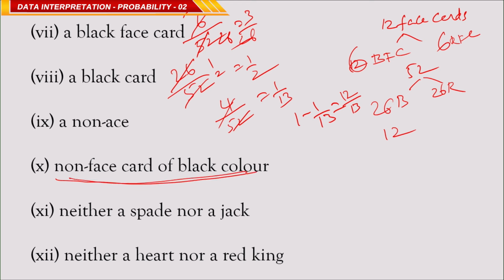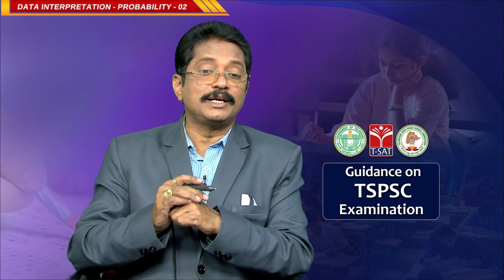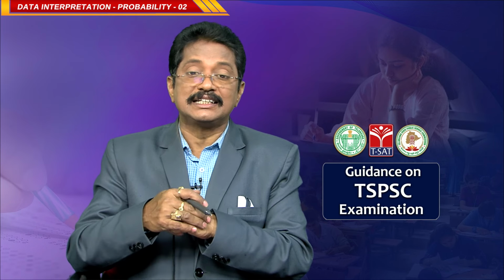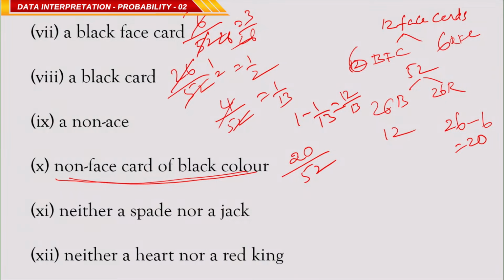Correct? So, how many black cards are there? Totally there are 26 black cards. Among the 26 black cards, 6 are face cards. So you have 20 non-face cards of black color. Favorable outcomes is 20, total outcomes is 52. So the probability of a non-face card of black color is 20 by 52, 4 5s are 20, 4 13s are 52. The answer is 5 by 13.